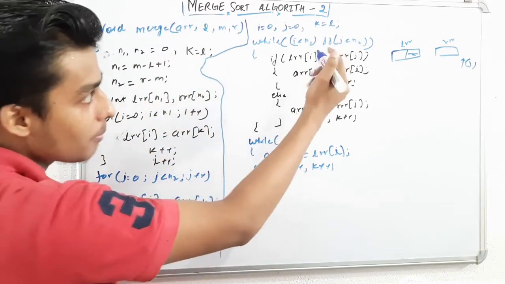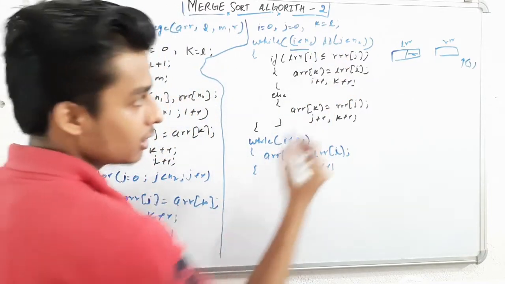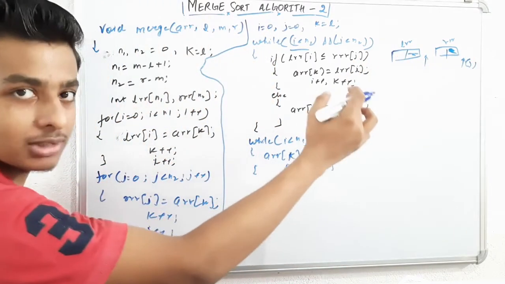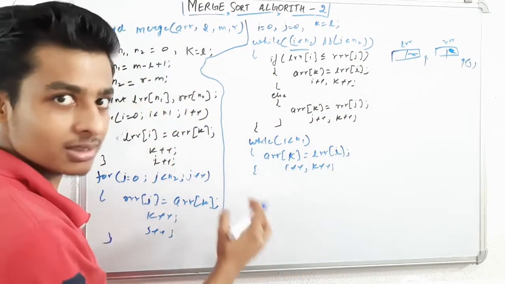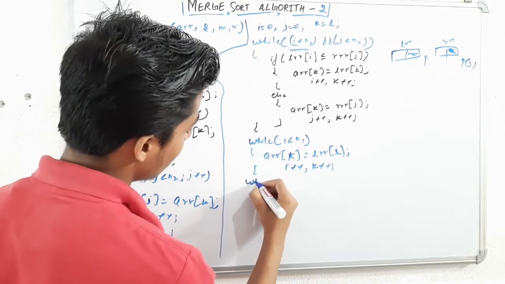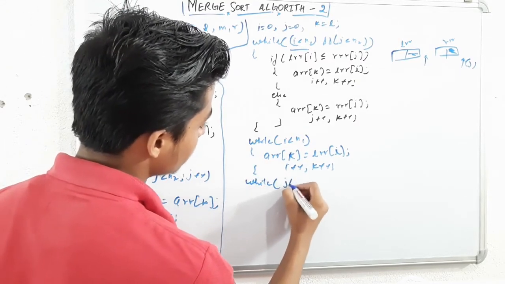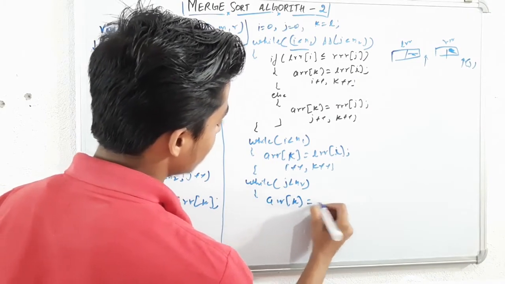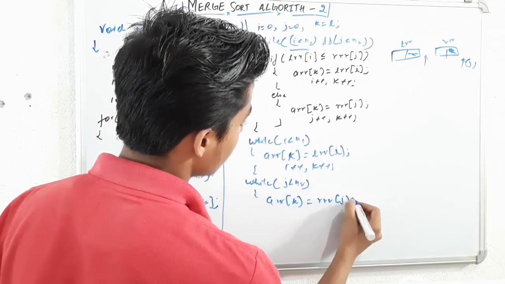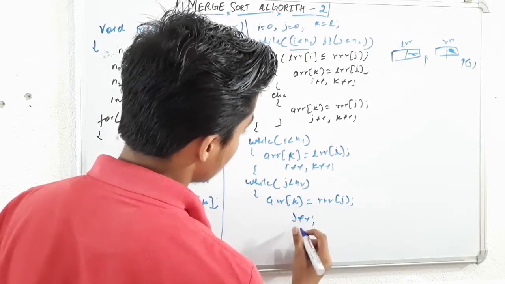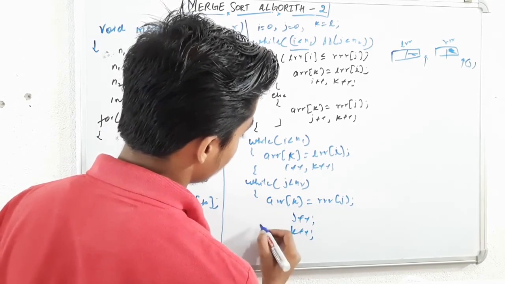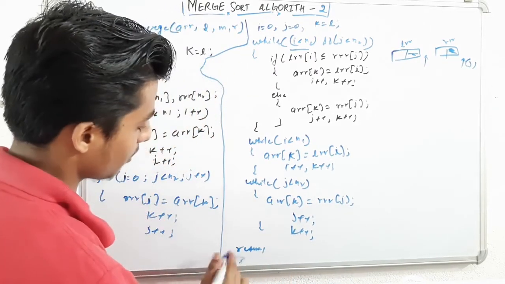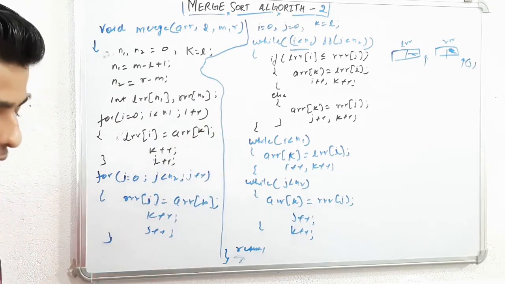Or the next condition may be that i equals n1. If i becomes equal to n1, then whatever the remaining values are inside the RRR, you just keep them as they are. Again I am going to use the while loop: j is less than n2, and ARR of k equals RRR of j, you increment the value of j and the value of k, and you just return. Okay, and you stop here. So this is the pseudocode for the merge function.